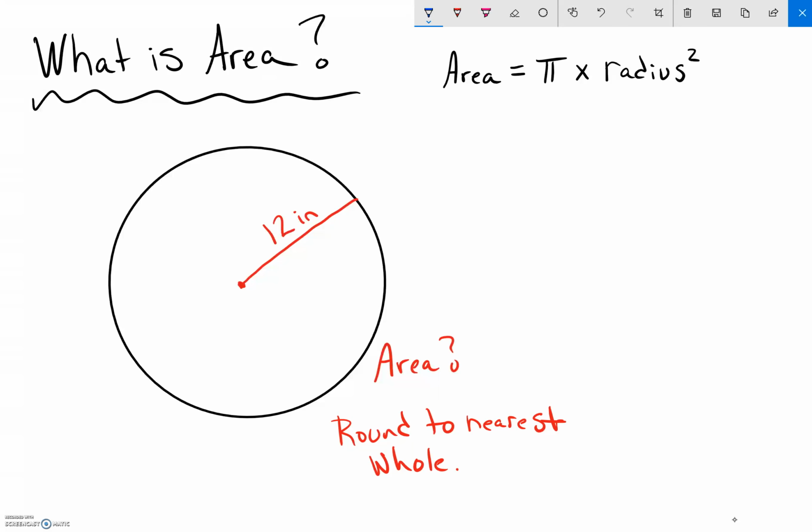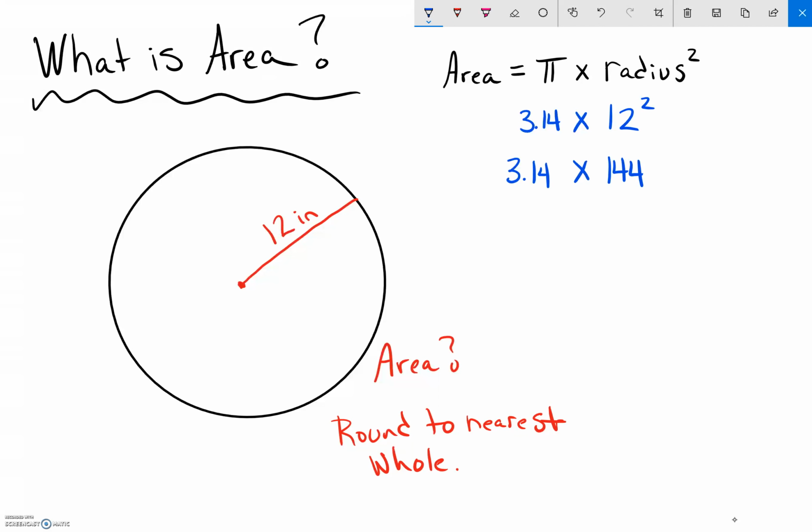Alright, here we go. So area equals pi times radius squared. Replace the pi symbol with 3.14. We've got a radius of 12, and we need to square it. We need to take it to the second power. So we do that first. Exponents are always first. 12 squared is 144, times 3.14.